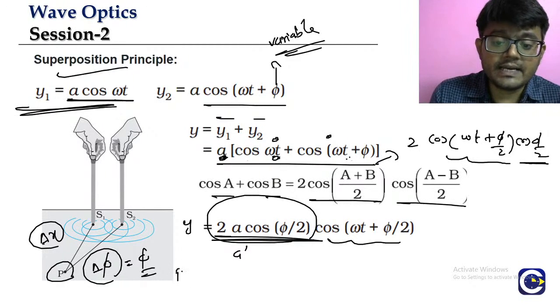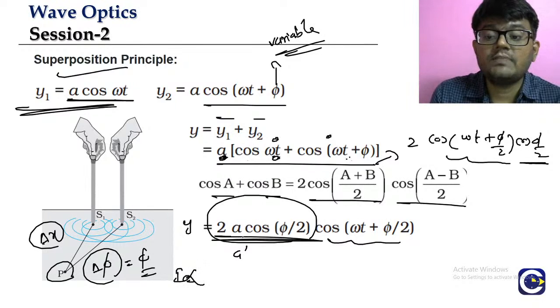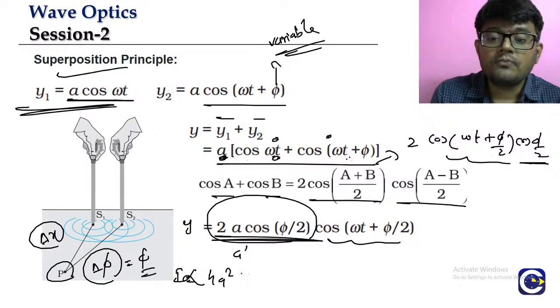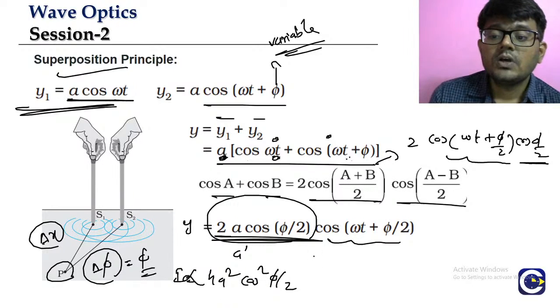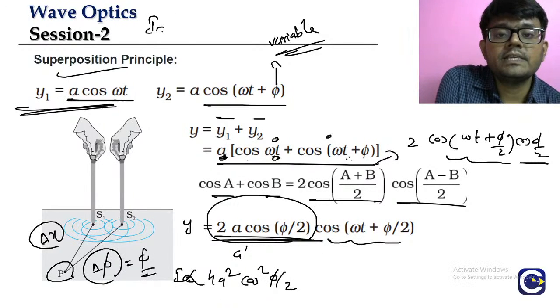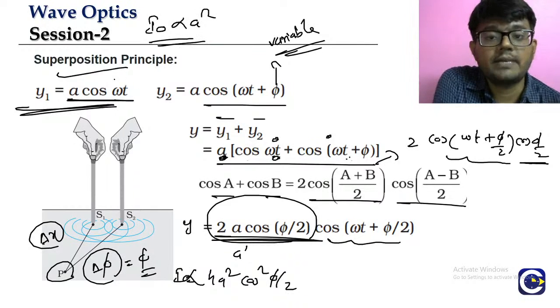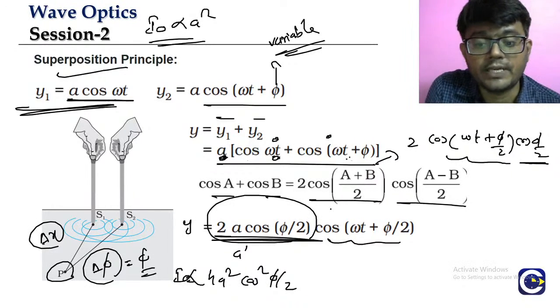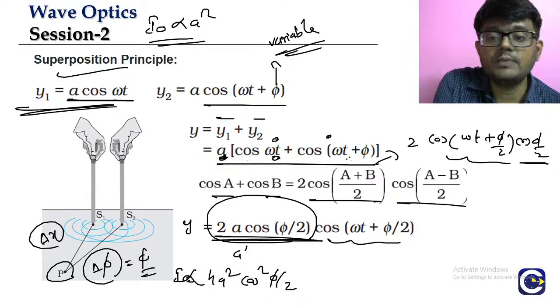So what will be the intensity? We can say intensity is proportional to the square of the amplitude, means 4a square cos square phi by 2. Now if you call the original intensity I naught, for each of them the intensity will be the same. I naught is the original intensity of light from any source. I naught is proportional to a square. Take a ratio of them, what we will get?